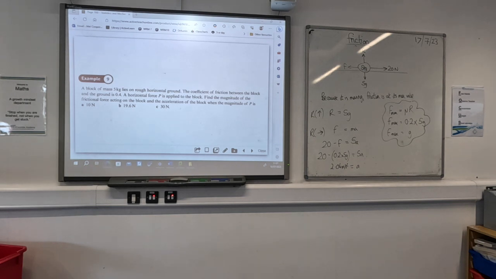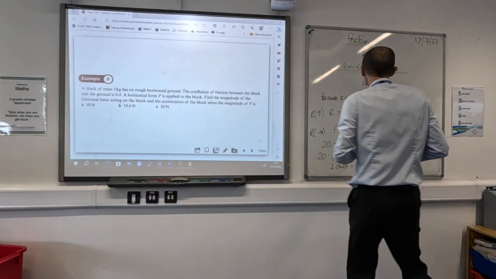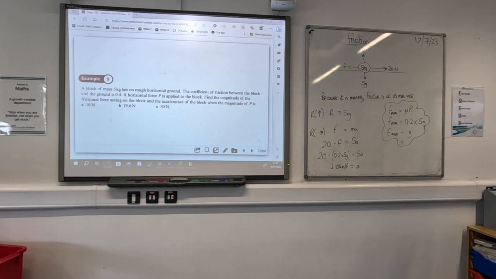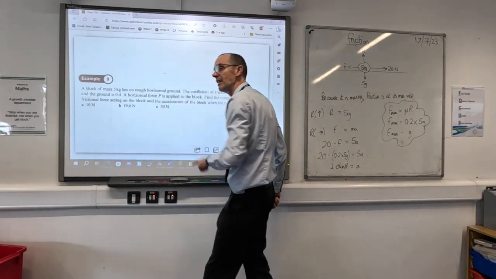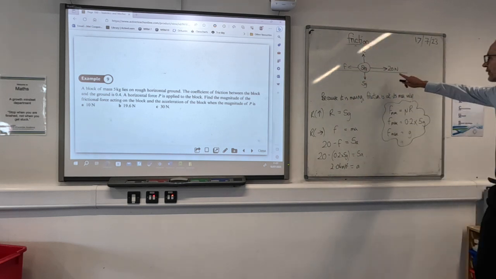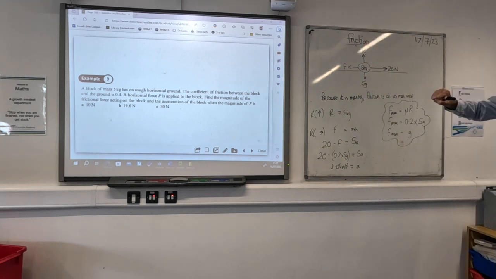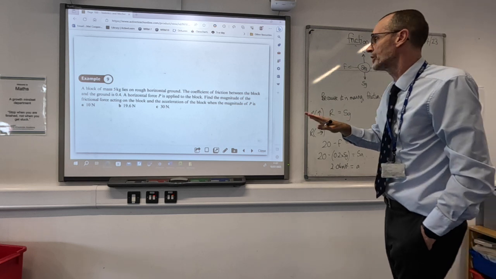So in this question, we have a very similar setup, another 5 kilogram block, and a horizontal force is being applied. So it's very similar. We've got a different coefficient of friction, 0.4, that means the surface is rougher. But we're not actually told necessarily if it's moving. But we've got three scenarios. If the size of this force is 10 newtons, or 19.6, or 30 newtons, what's happening to the block?